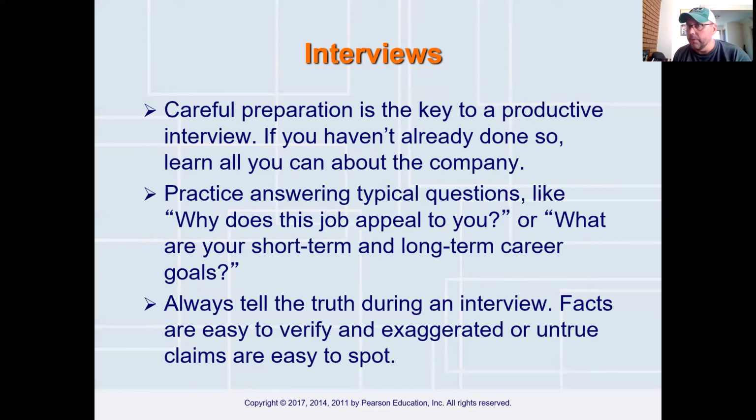Always tell the truth during an interview, and don't let there be any surprises. Don't bring up something new that you didn't mention either in your resume or cover letter, or that you weren't asked, okay? Facts are easy to verify, and exaggerated or untrue claims are very easy to spot.